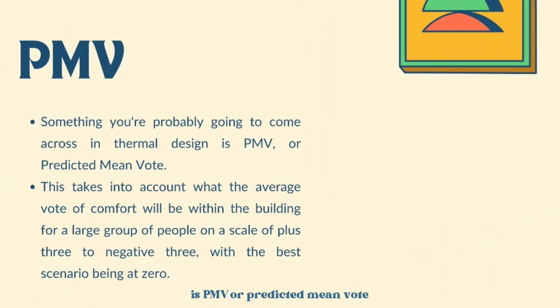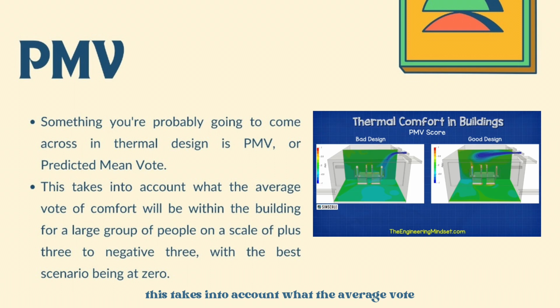Okay, lastly is PMV, or predicted mean vote. This takes into account what the average level of comfort will be within the building for a large group of people on a scale of +3 to -3, with the best scenario being at 0.